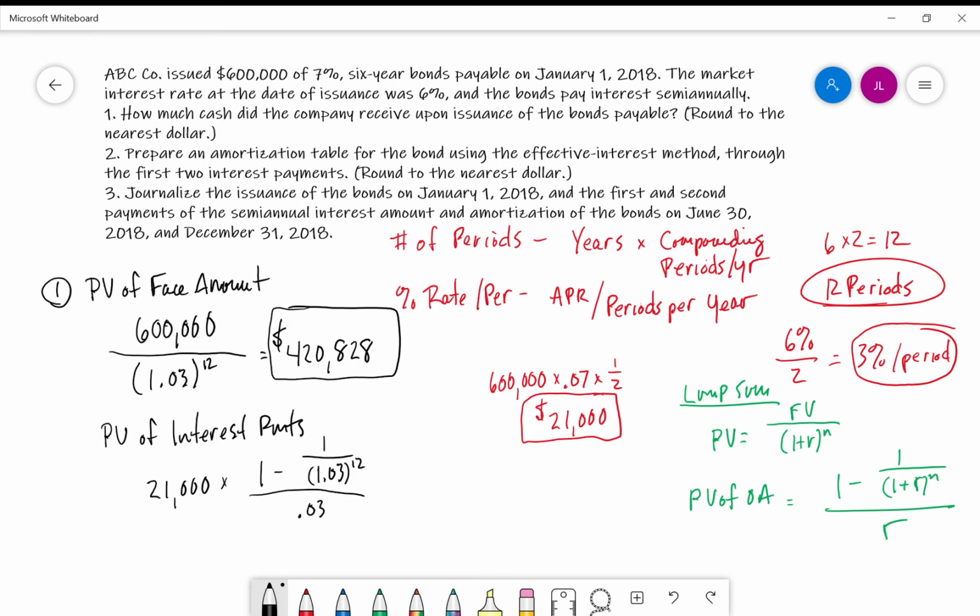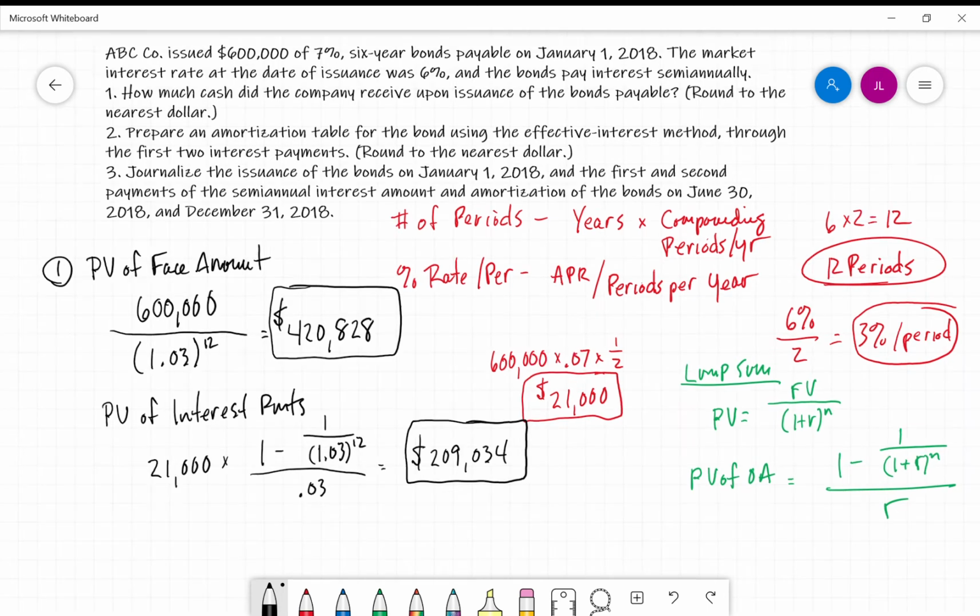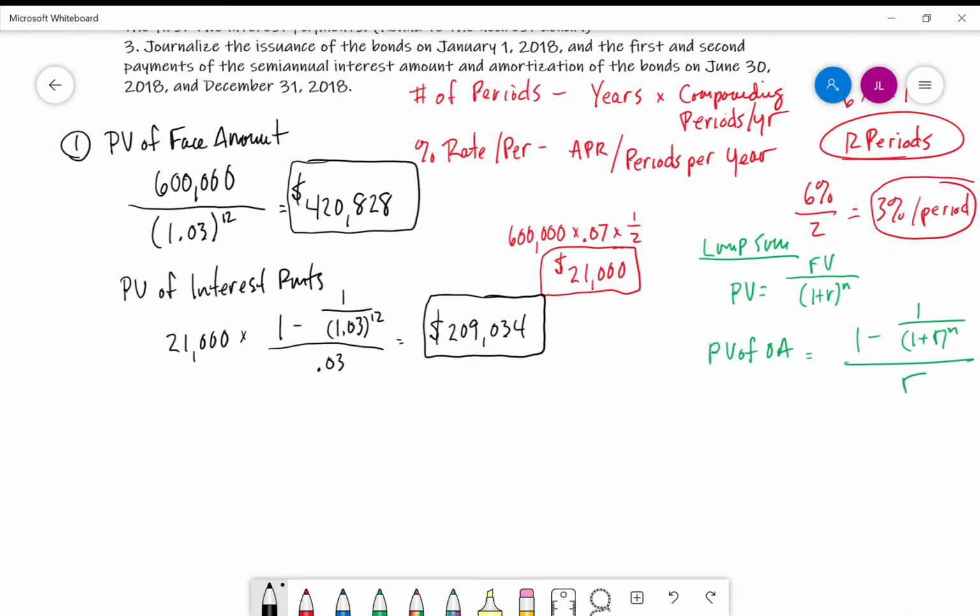And if we work this out, what we will get is $209,034. And this is the present value of all of those interest payments. So for the 6-year bond, the 12 interest payments that we have at $21,000 each, that's the present value of them. If we add these two numbers together, the $420,828 and the $209,034, we get the present value of the bond.